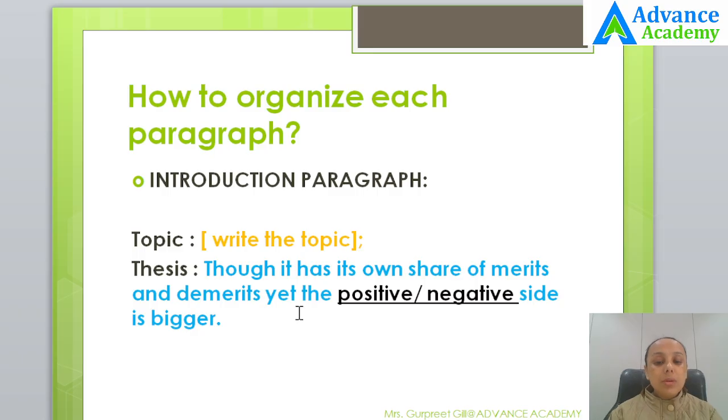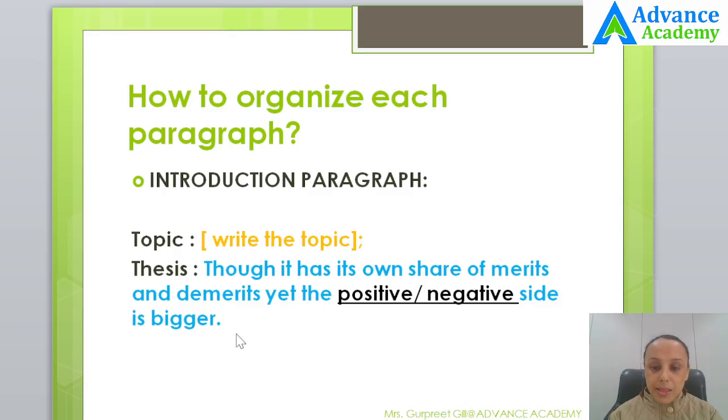If you recall the other essay where we were just discussing the benefits and drawbacks, we were writing it has its own share of merits and demerits as discussed further. In those essays, we were not telling them which side was bigger, but in this essay, you have been clearly asked the question whether it is a positive thing or a negative scenario. So you have to give us a very clear answer that yet the positive side is bigger or the negative side is bigger.